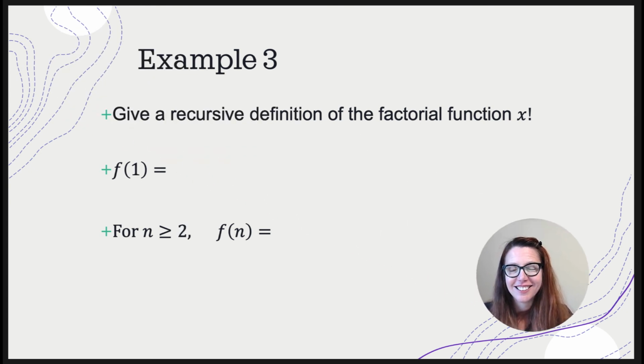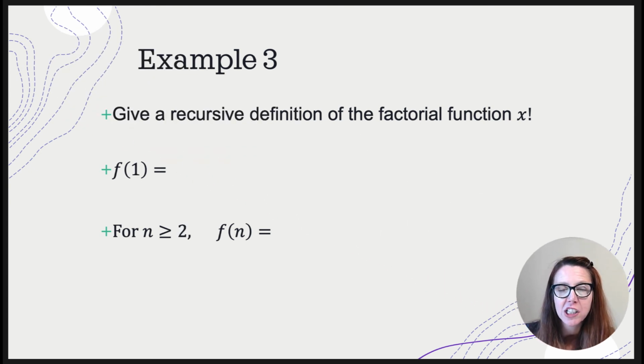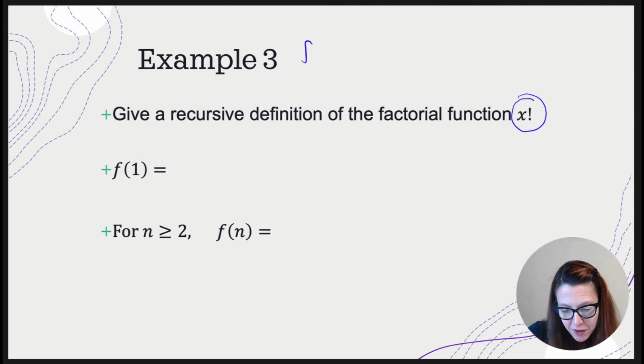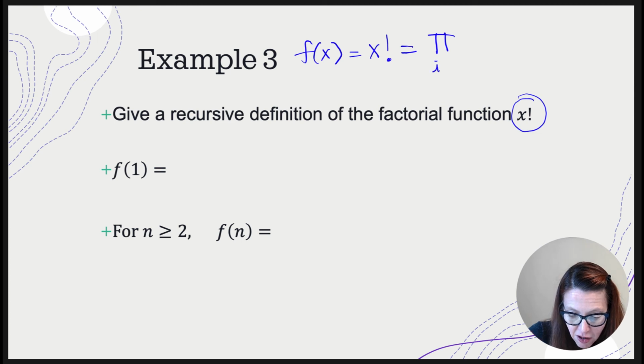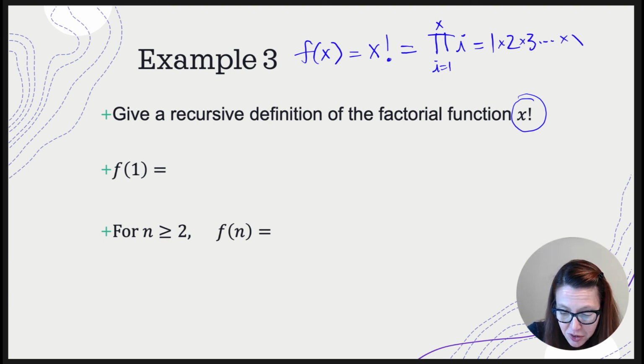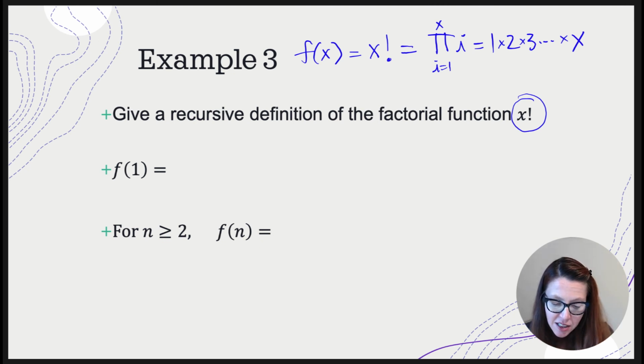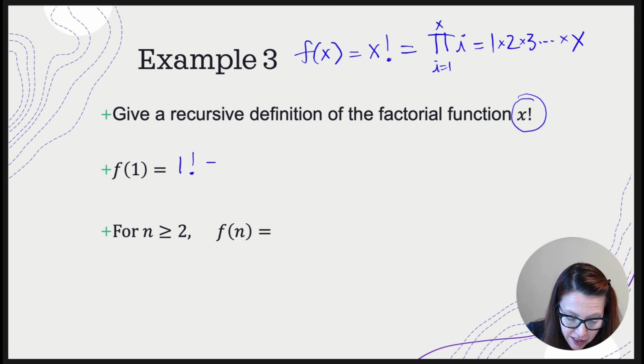Example 3. In this example, we want to give a recursive definition for the factorial function, x factorial. And so we want to find f of x such that f of x is equal to x factorial. We remember that x factorial is equal to the product of all the numbers from 1 to x. So it's 1 times 2 times 3, all the way up to times x. And so we see that when x is equal to 1, 1 factorial is equal to 1.